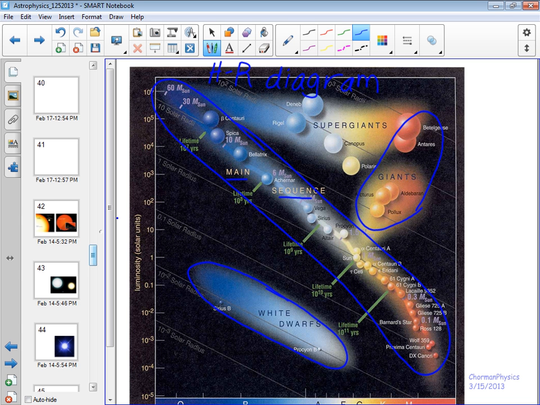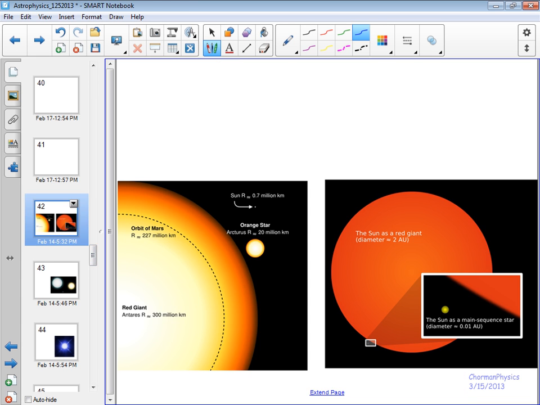White dwarfs depend on the size, but most were red giants that just ended up throwing off their mass. They have a very small size and are very dense. They don't have any nuclear reactions happening. They're shining because of something called electron degeneracy pressure. So actually here, let's show some images.